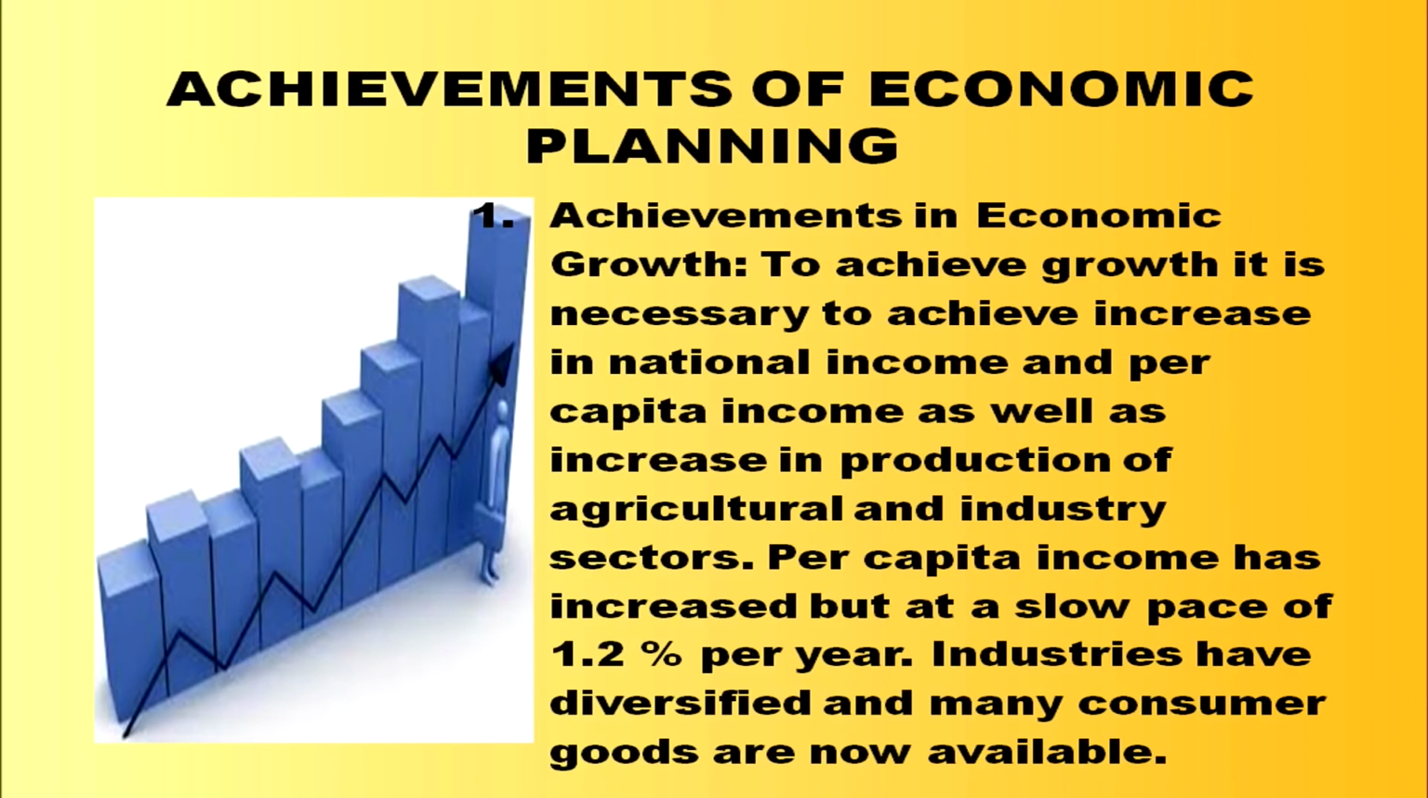The first has been the achievement in economic growth. To achieve growth, it is necessary to achieve an increase in national income and per capita income, as well as an increase in production of agricultural and industrial sector outputs. Per capita income has increased, but at a slow pace of 1.2% per year. Industries have diversified and many consumer goods are now available, so per capita availability of consumer goods is quite high.